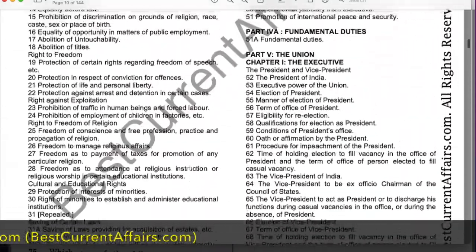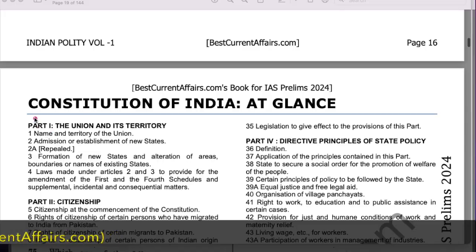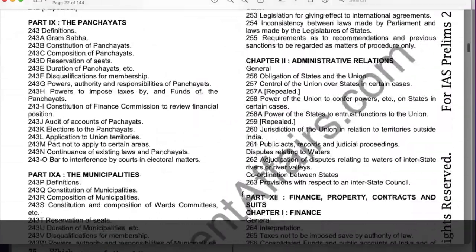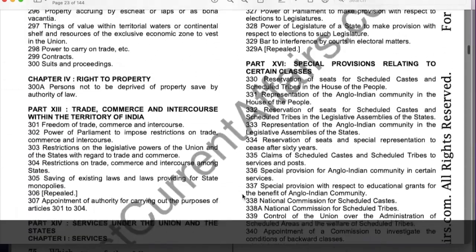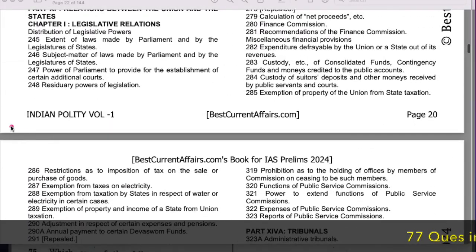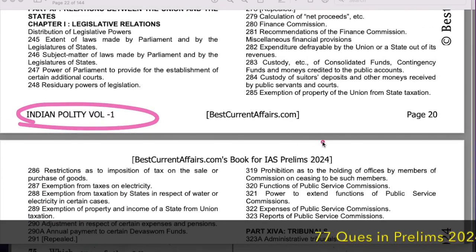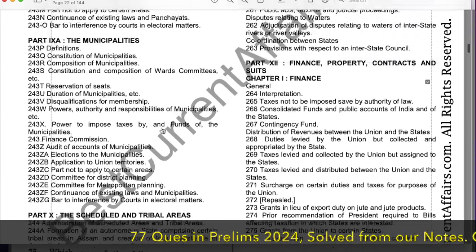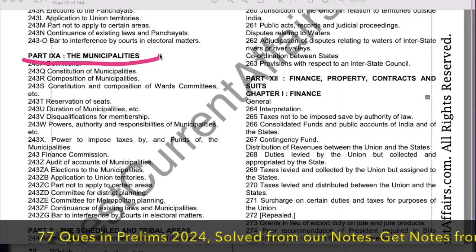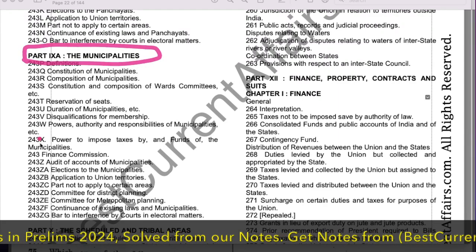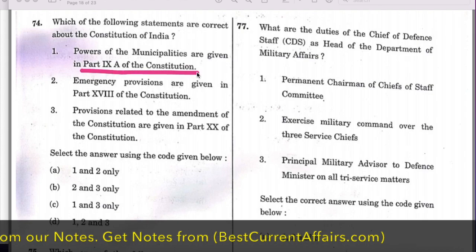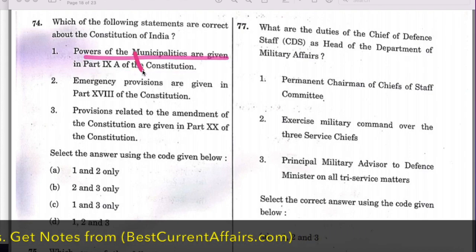Here we have given the full articles of the Constitution in this chapter, Constitution of India at a glance. And on this page number 20, this is Indian polity volume 1 for ICE Prelims 2024, on page number 20. Here it is mentioned Part 9a, it deals with the municipalities, its powers. So this fact that part 9a powers of municipalities are given, it is correct.